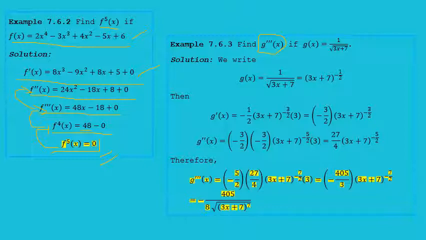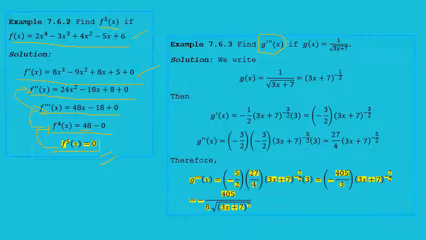Before we differentiate it, class, we have to rewrite first g of x as (3x plus 7) raised to the power of negative 1 half, because it is in the denominator, so we bring it up. We rewrite it into exponential form so we can apply the chain rule, and so it is easier to differentiate.